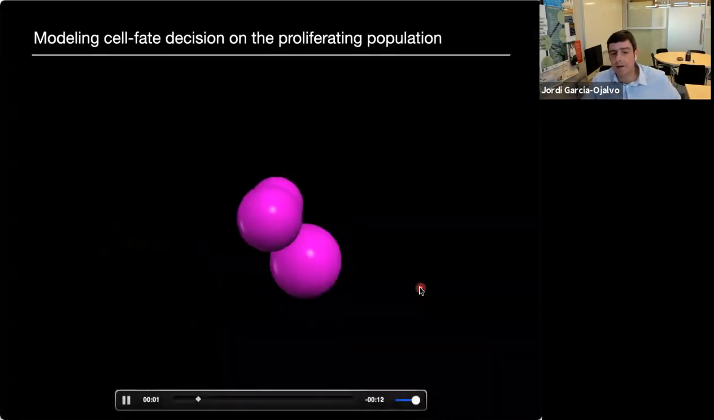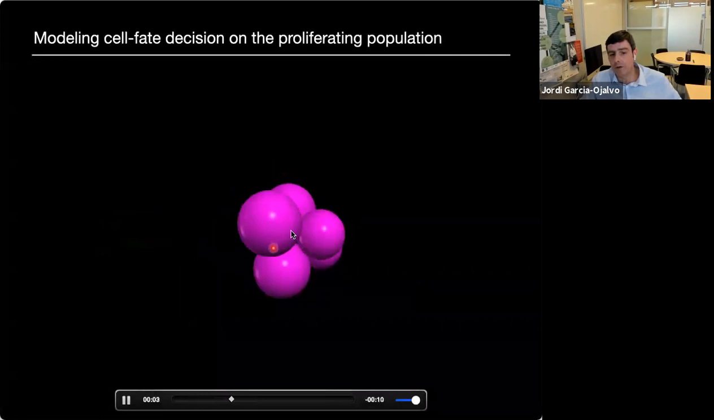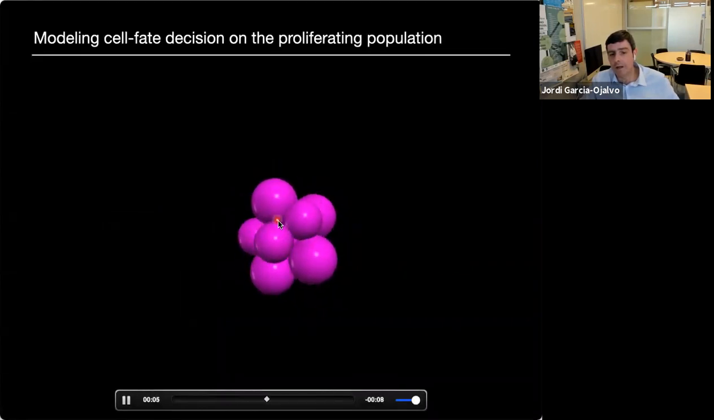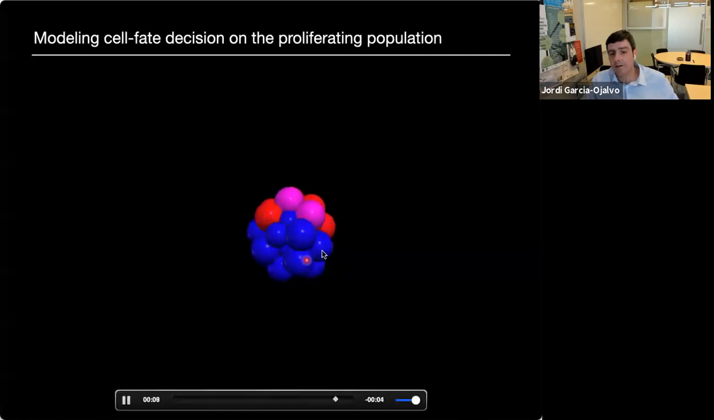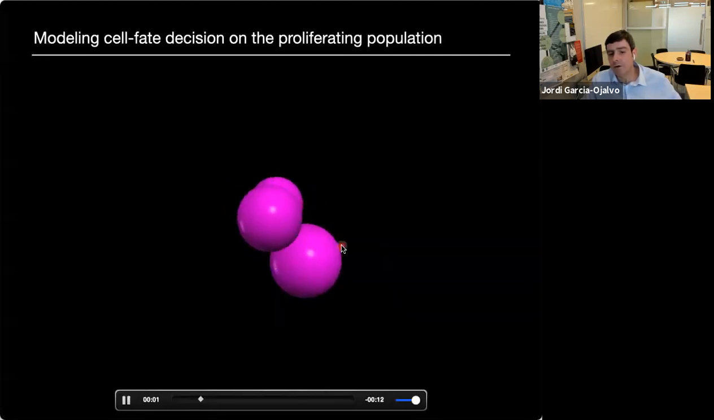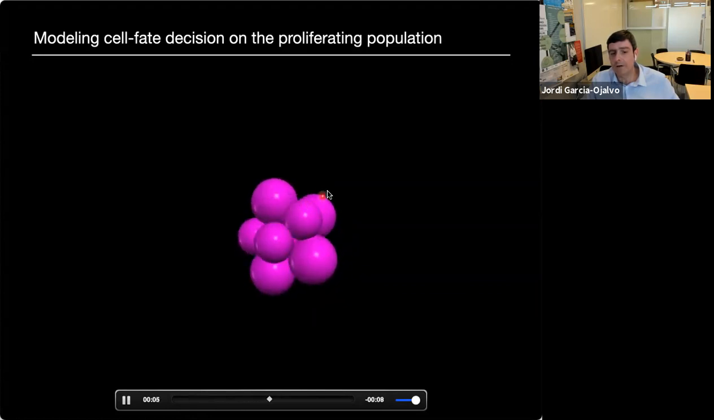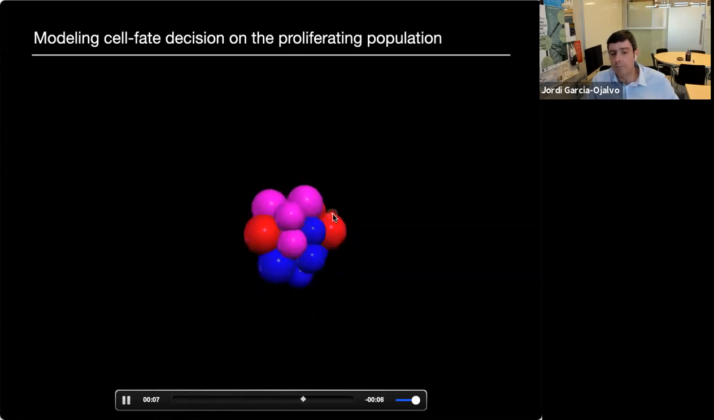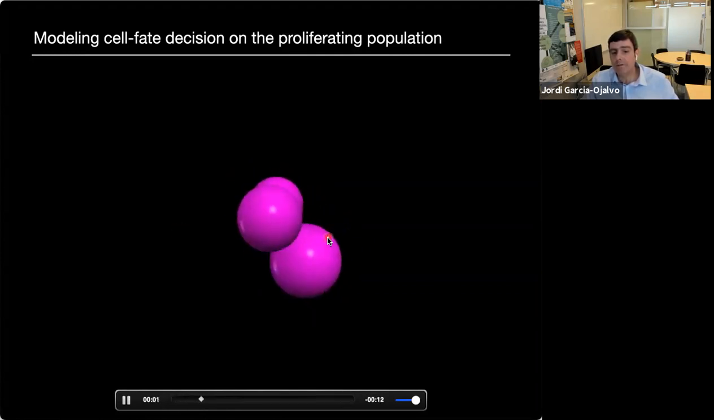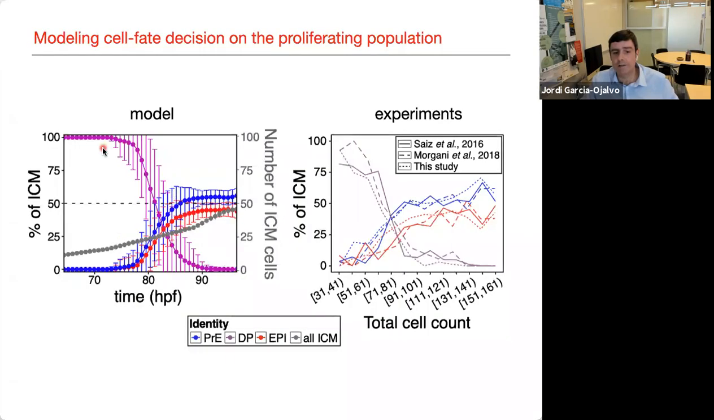This is a typical simulation that we get when we put the dynamical model in each one of the cells. At the beginning, everything is purple, and eventually they make decisions, either they become red or blue. We also include some differential adhesion. I'm not going to enter into this, that allows for self-segregation of the cells in the two fates, mimicking what we see experimentally. And we can plot what is the fraction of red cells and blue cells as time goes on in our simulations, and this is what we get.